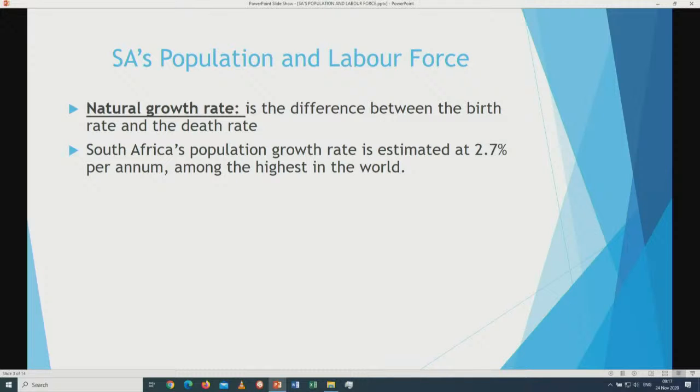And you know, if the population growth rate is faster than the economic growth rate, then you must know that the economy, or the country, is in danger. It is under threat of becoming a poor country. As we speak at the moment, our population is growing faster than our economy, because our population is estimated to be growing at 2.7%, but our economy is growing at less than 1%.